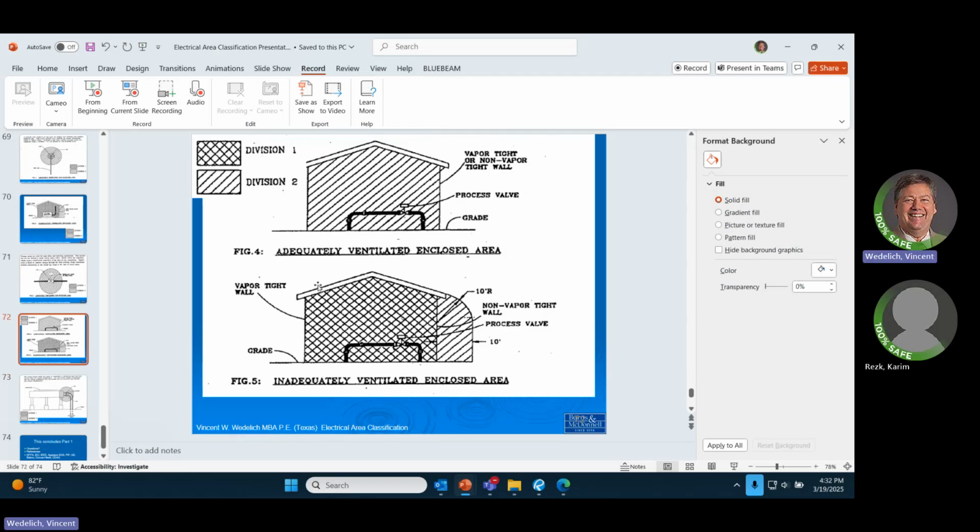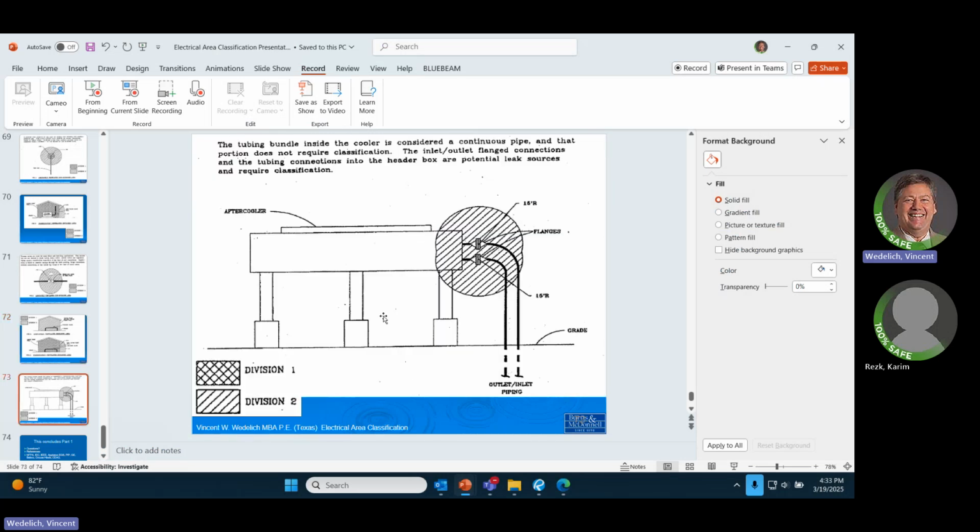So here we have two examples of the same thing. We've got that process valve, it comes up, goes around, it's in a shelter. It's in an adequately ventilated enclosure. That means they're really moving air through there. Definitely, it's Div 2. And if it's the same thing in that building, but they have a vapor tight wall on this side, no vapor tight wall on this side, and it's not adequately ventilated, they don't do a real good job because they really should probably show a vent on top or some vents here where it can blow through. But if it's stuck like that, then it's a Div 1.